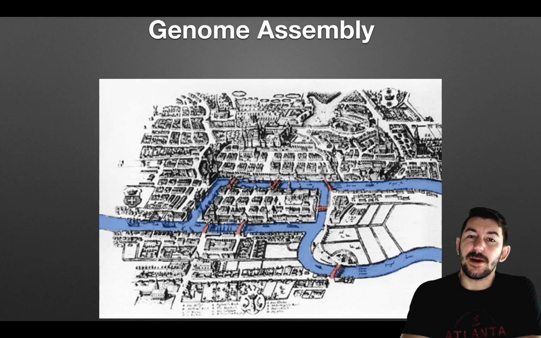Bioinformatics. Today I want to talk about genome assembly.